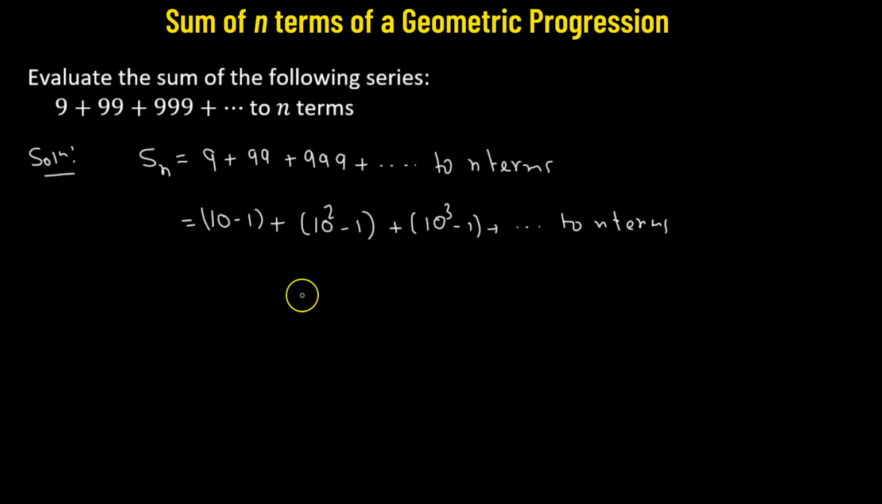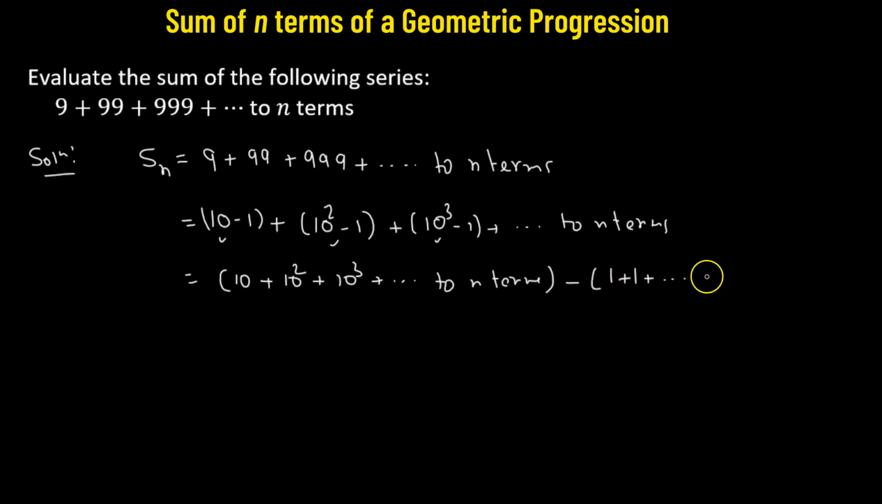Now what we'll do is combine the first term of each of the terms. So that means we have 10 added to 10 squared, followed by 10 cubed. This goes on all the way up to n number of terms. Then we will add the remaining terms. We'll take negative as the common factor. So we have 1 added to 1, so 1 is added to itself n number of terms.